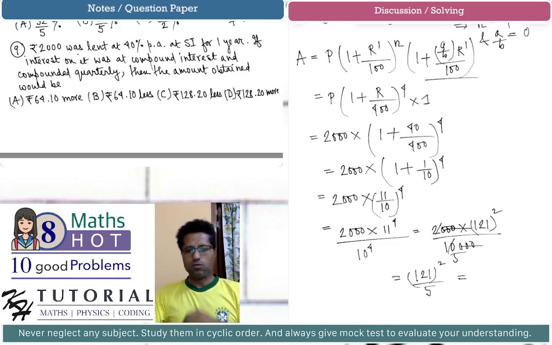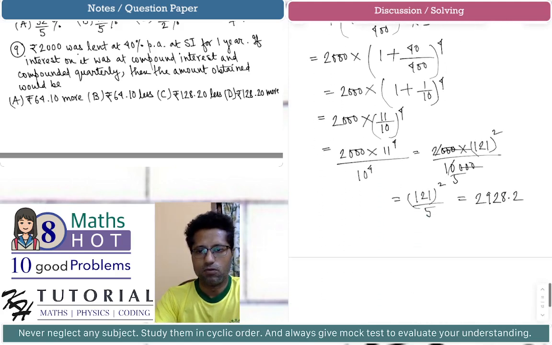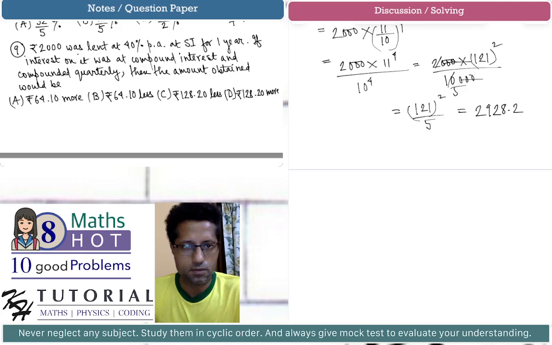How much is 121 squared? I will again use the calculator, I'm sorry for this. 121 multiplied by 121 divided by 5 is 2928.2. The amount for the compound interest is rupees 2928.2. Now we have to find the amount for the simple interest. What will be the amount for the simple interest?